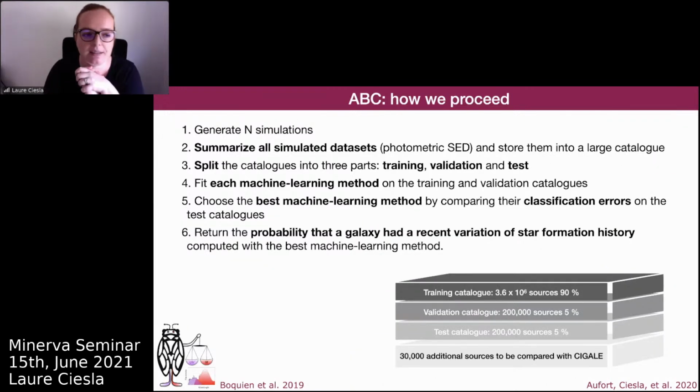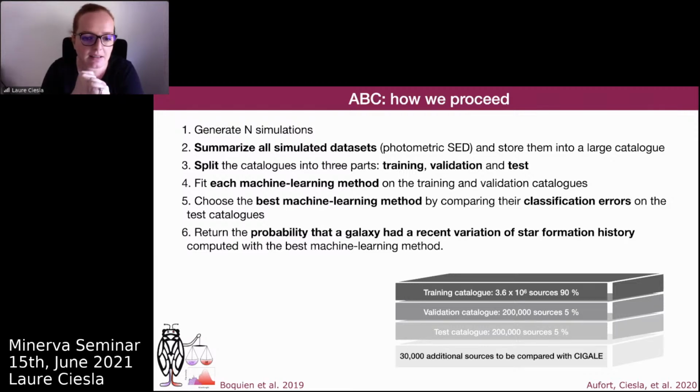So how did we proceed? We generate N simulations. In our case, it was 4 million sources. We summarize all the simulated data sets, photometric SED, and we store them into a catalog. And this catalog is used for the training. So 90% of the galaxies are used for training, 5% are used for validation, and 5% for the test catalog.